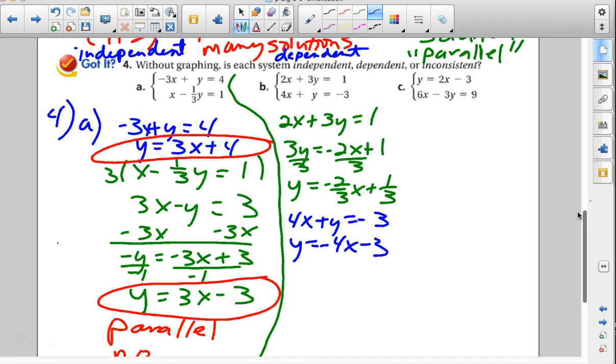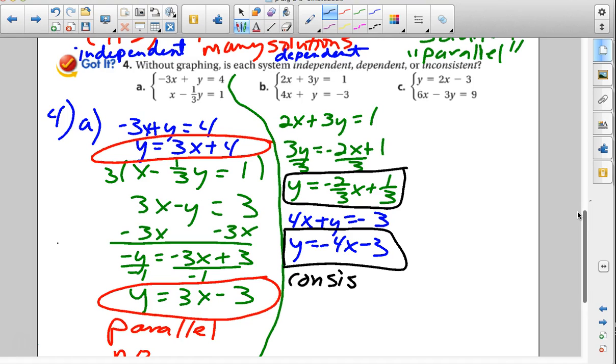All right, so now we're comparing: is the slope the same? The y-intercept the same? So it's not going to be infinitely many solutions. It's not going to be no solutions. We're going to get an answer from this. That's what we like. That is consistent. And it is independent.